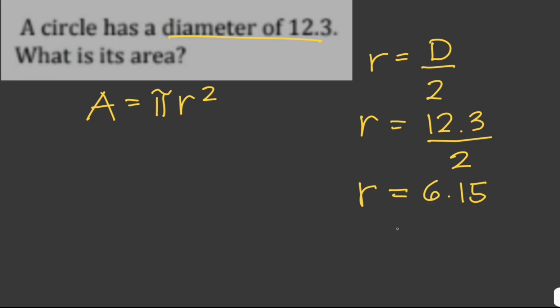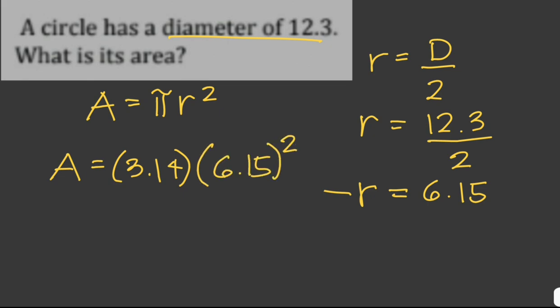Now we already have the value for the radius. We can just plug in this value to the formula for area. So area equals pi, which is equivalent to 3.14, times the square of the radius, which is 6.15, and this would give us an area that is equal to 118.82.